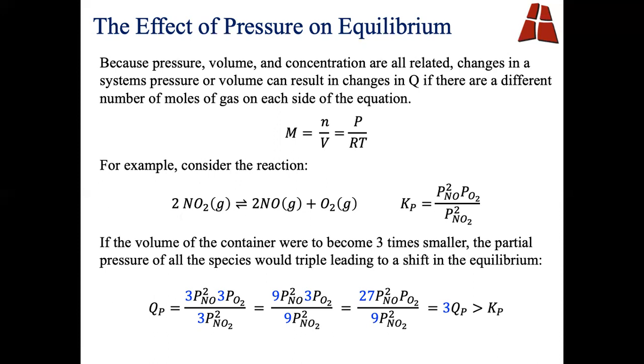And if we increase our pressure, then that means we will shift to the side with fewer moles of gas. And then of course the opposite is true: if we were to increase our volume or decrease our pressure, we would end up forming more of our products, our NO and O2, because Q would then be less than K, so our reaction would shift to the right.